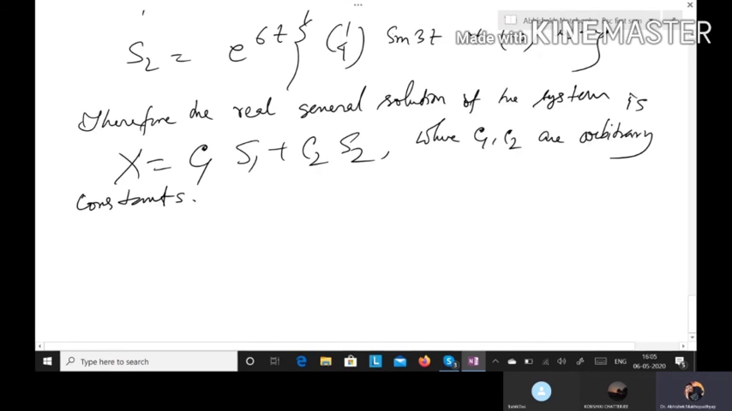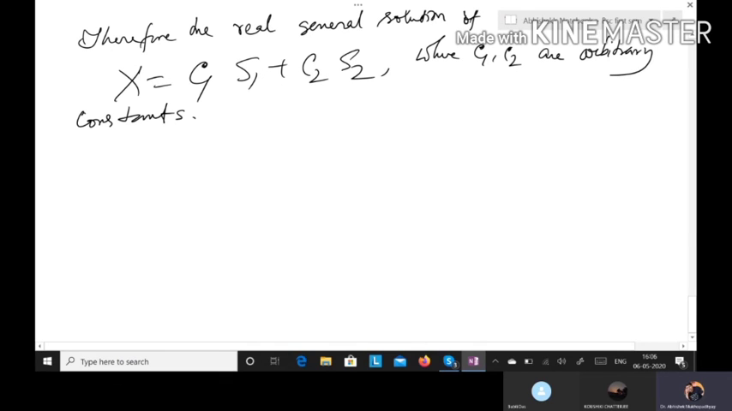And this completes the proof of this problem. So this is the solution of the system given by the problem. Now we move on to another important way to get the solutions of the linear system x dot is Ax.